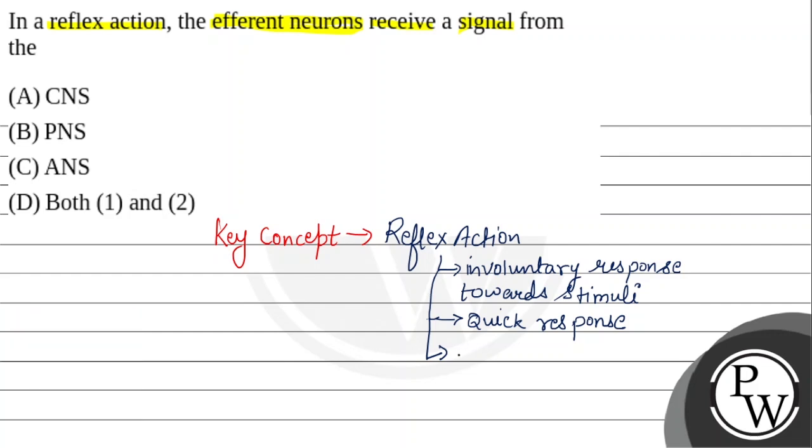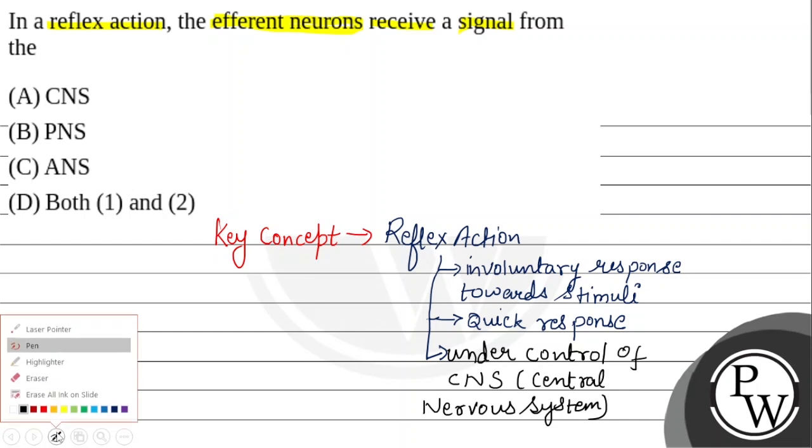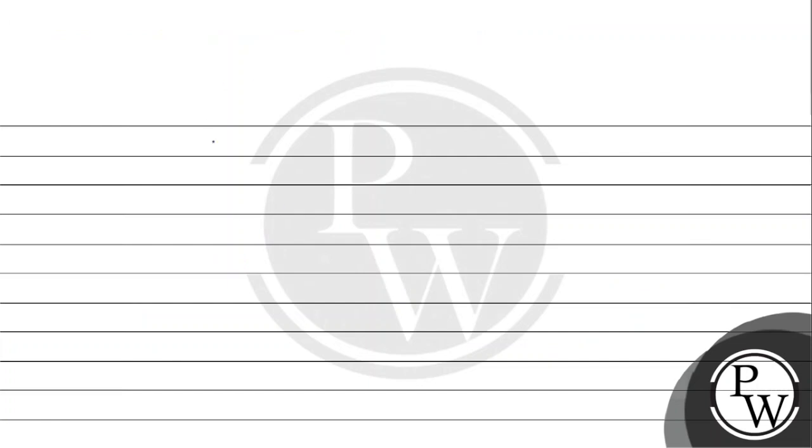It is controlled under the control of the CNS, that is the central nervous system. Central nervous system जो होता है वो दो पार्ट से मिलके बनता है, ठीक है। Central nervous system consists of two parts basically, that is the brain and spinal cord.